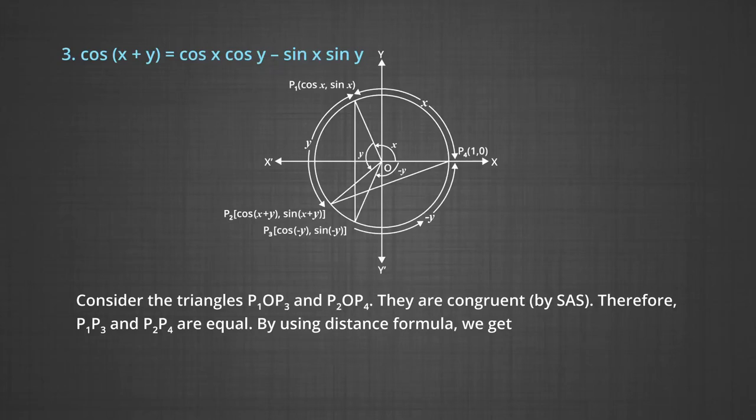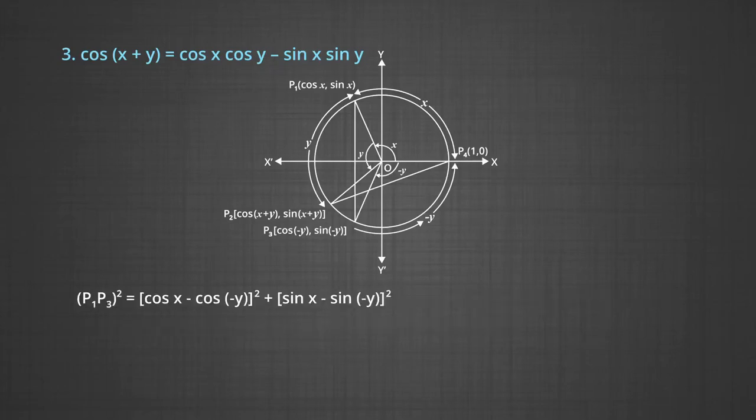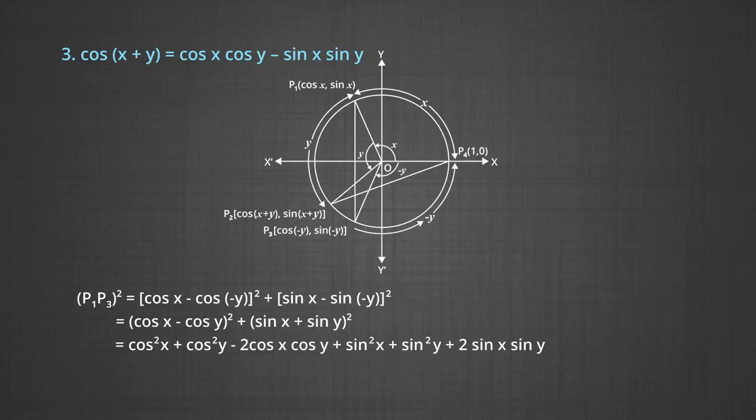By using the distance formula, we get P1P3 the whole square is equal to cos x minus cos of minus y the whole square plus sin x minus sin of minus y the whole square, which is equal to cos x minus cos y, because cos of minus y is cos y, the whole square, plus sin x plus sin y the whole square, because sin of minus y is minus sin y. Now, on opening the brackets, we get cos square x plus cos square y minus 2 cos x cos y plus sin square x plus sin square y plus 2 sin x sin y.